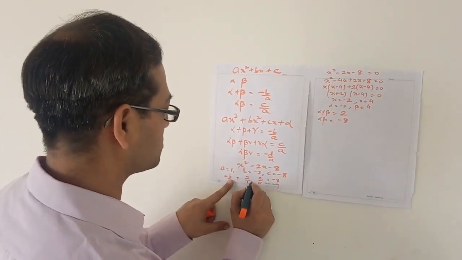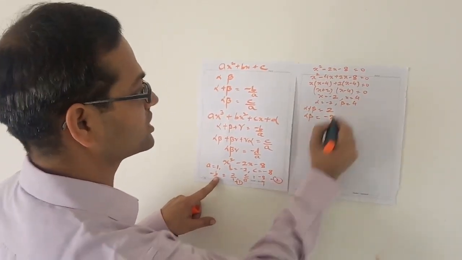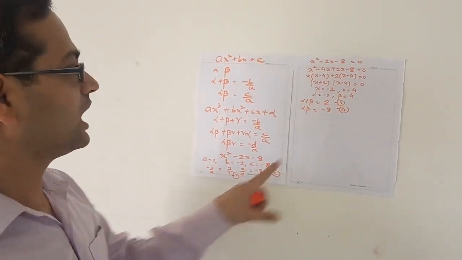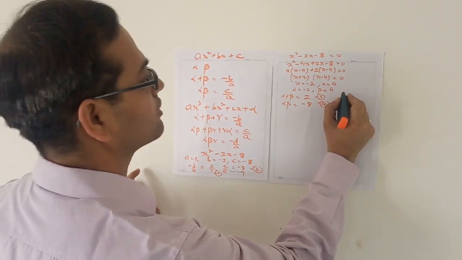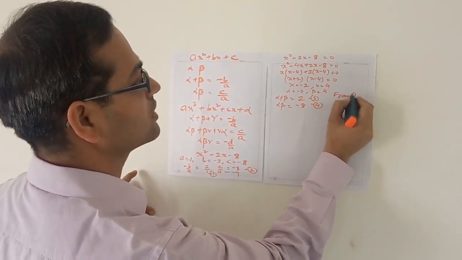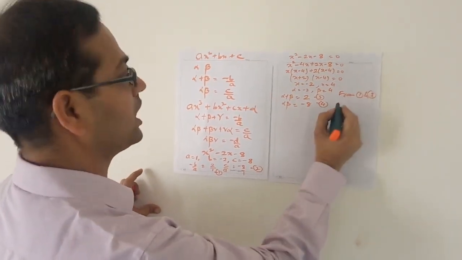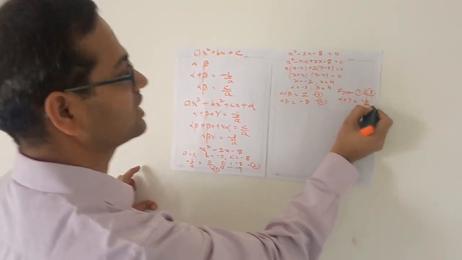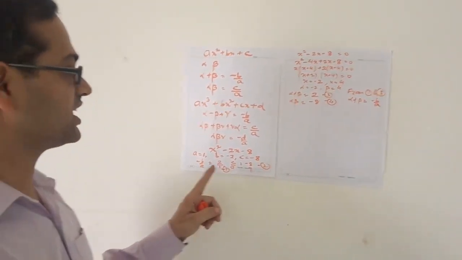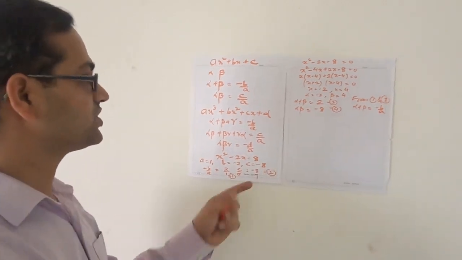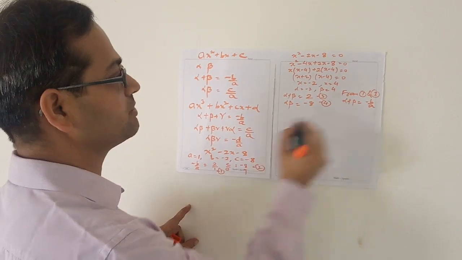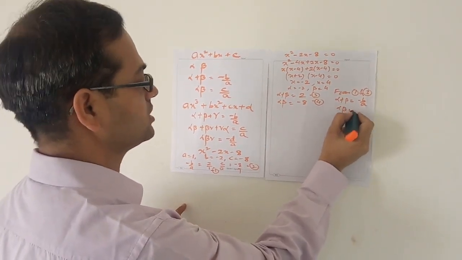So if I mark this as 1, this is 2, this is 3, this is 4. From 1 and 3, what do you get? From 1 and 3, we are getting alpha plus beta is equal to minus b by a. And similarly, from the second and the fourth relation, you see that the product of the roots, alpha beta, is same as c by a. So alpha into beta is equal to c by a.